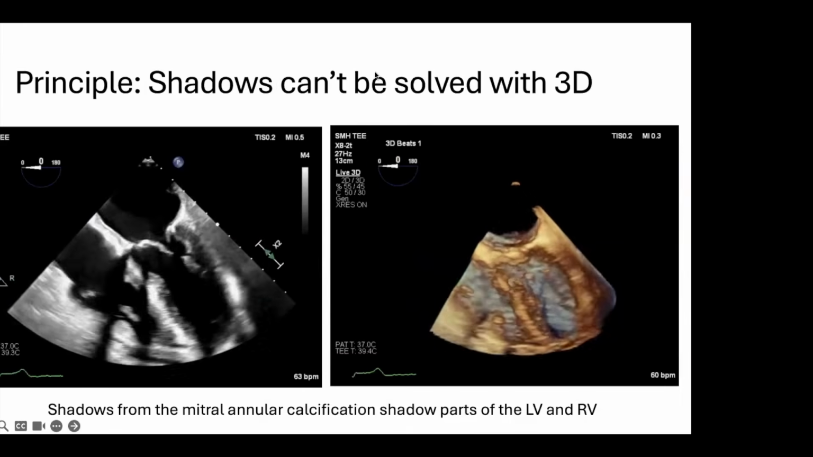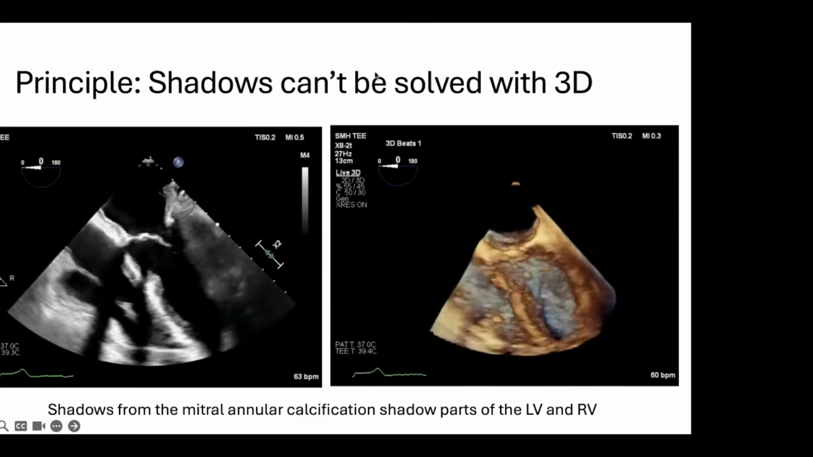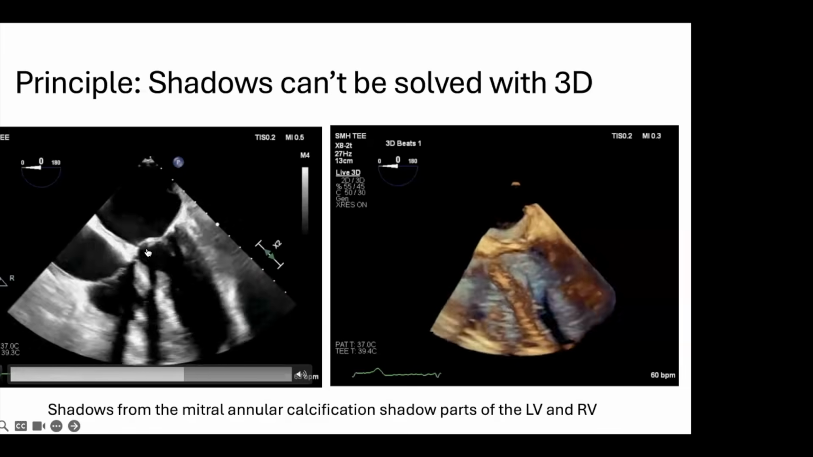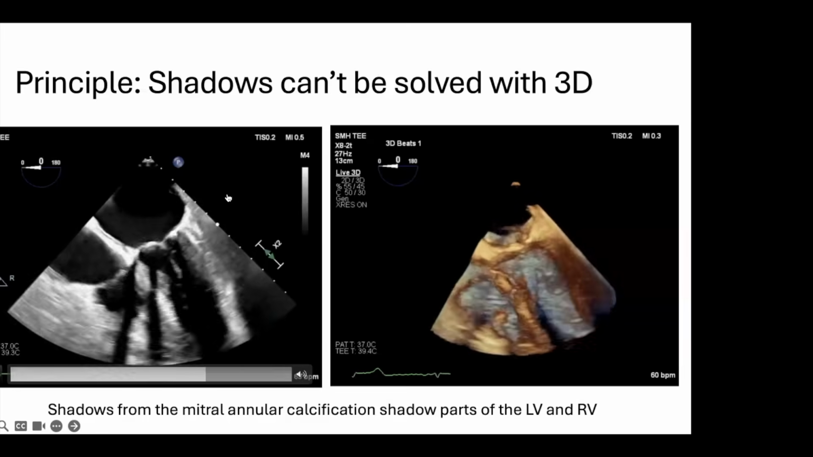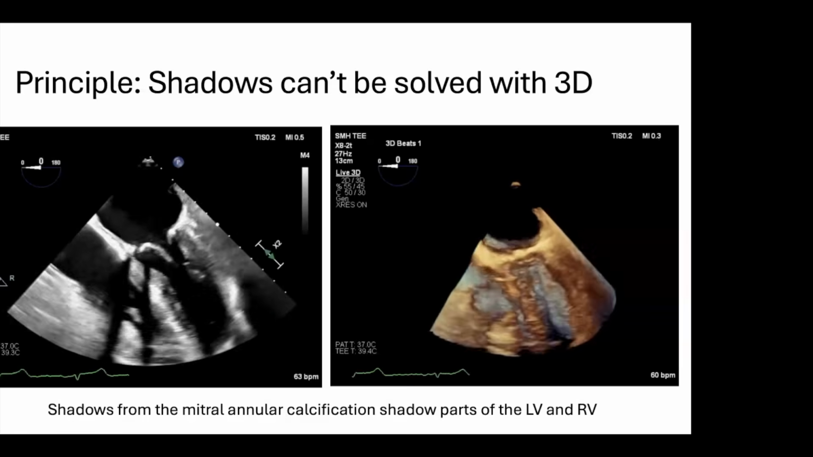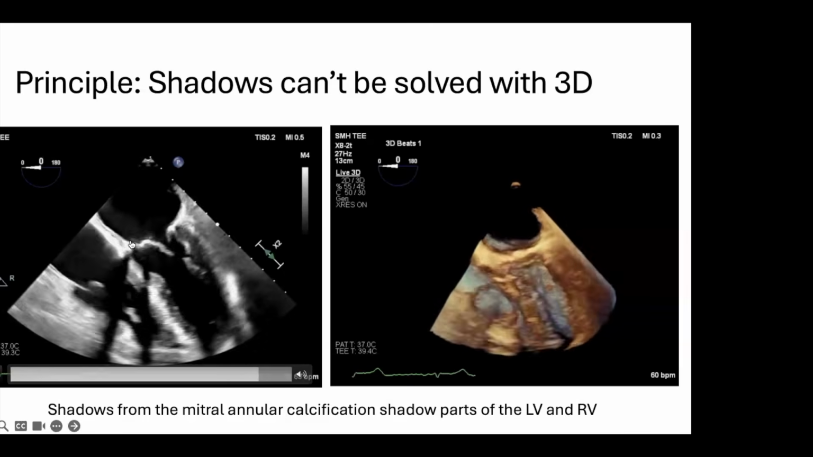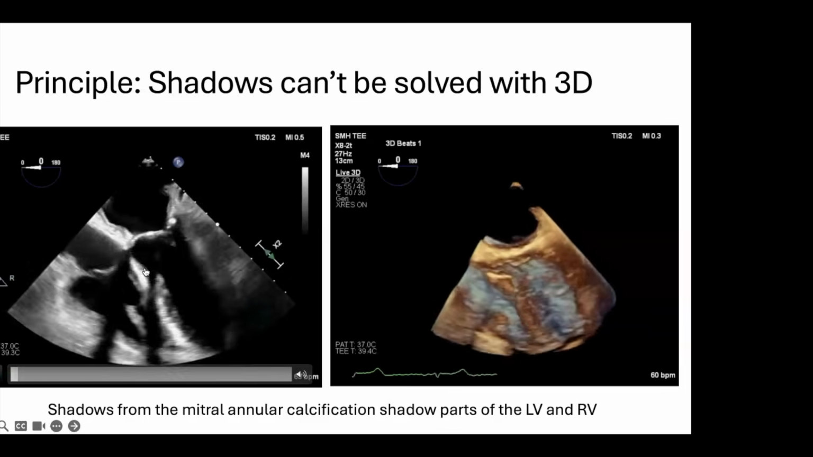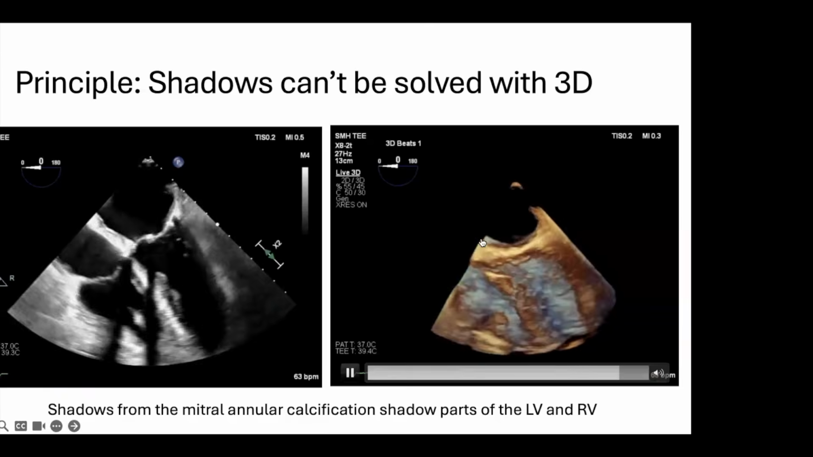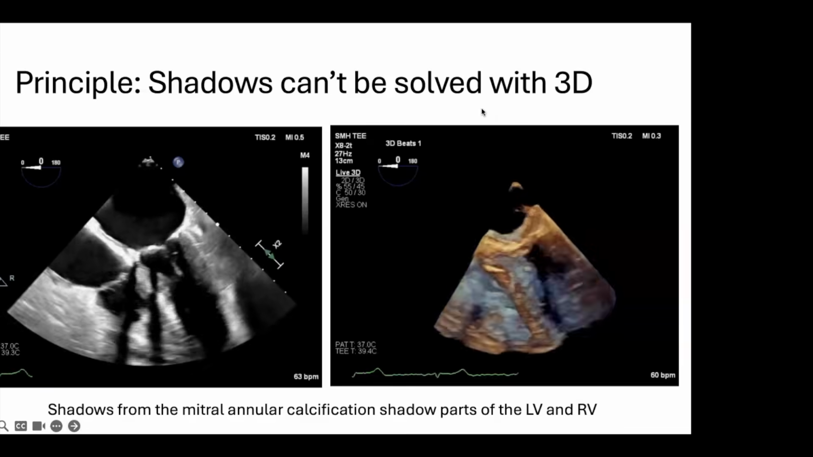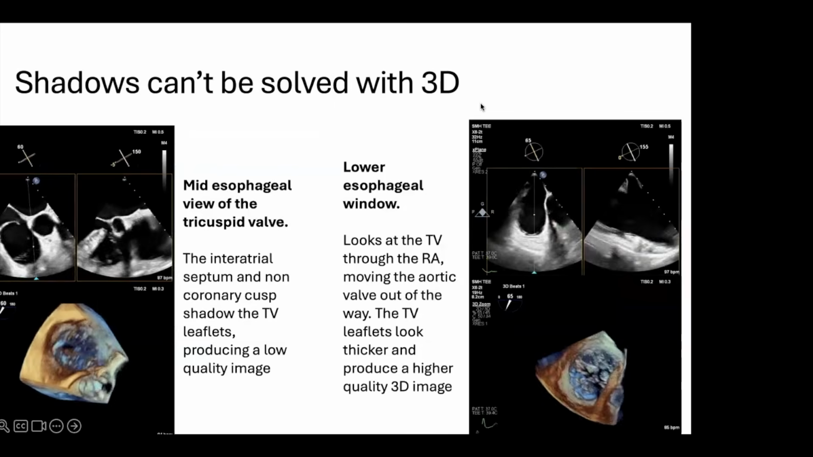Another principle to understand with 3D is that you can't solve shadows with 3D. So just because you're taking a 3D image doesn't mean the shadows are going to go away. And that's because your 3D image is built from 2D images, right? If you want to get around shadows, you have to change your probe position or probe contact. This is an example of a patient who has a thick septum, and then there's some MAC here, and this creates shadows along the septum and the right ventricle. And when you take a 3D image of this, you see the shadows are there. They don't go away. So that's an important concept to understand.